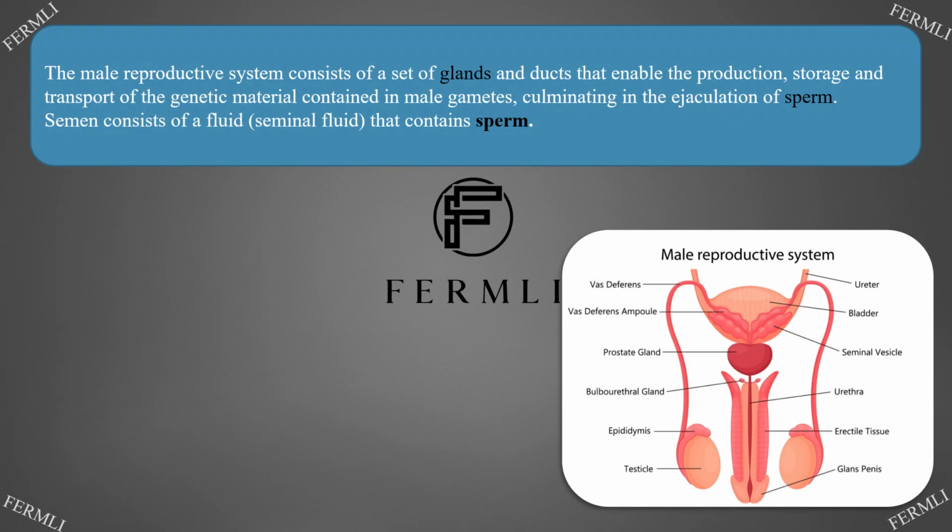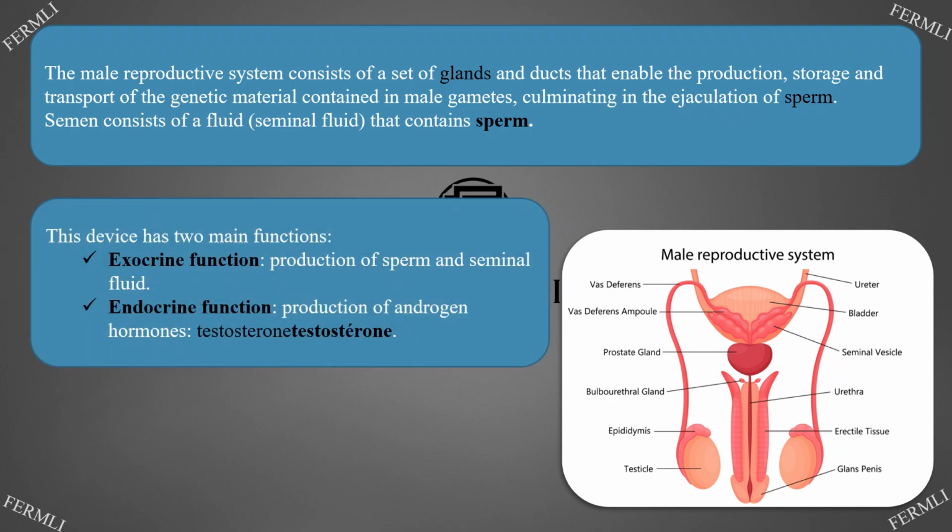The male reproductive system consists of a set of glands and ducts that enable the production, storage and transport of the genetic material contained in male gametes, culminating in the ejaculation of sperm. Semen consists of a fluid, seminal fluid, that contains sperm. This system has two main functions: exocrine function, production of sperm and seminal fluid; endocrine function, production of androgen hormones, testosterone and testosterone.